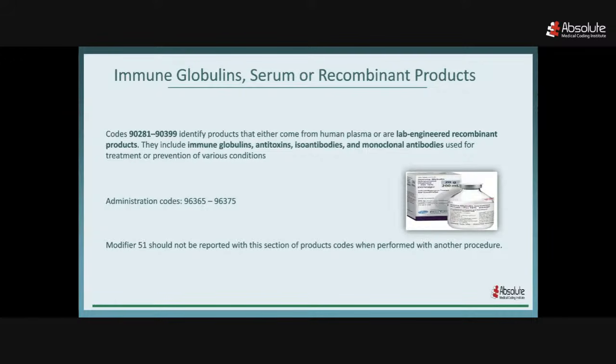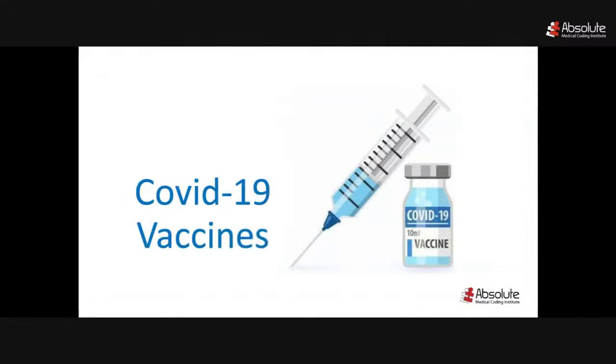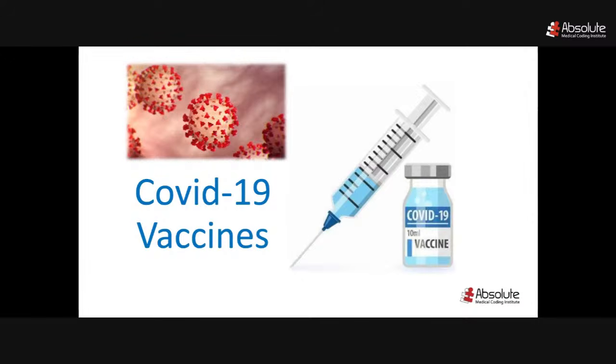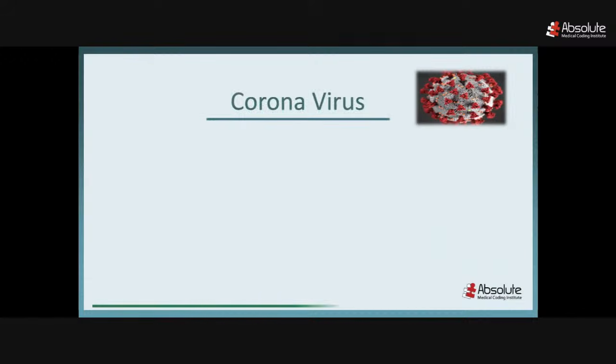Okay, so that's all about immune globulins, serum, or recombinant products. Now let's have a look at COVID-19 vaccine CPT coding.